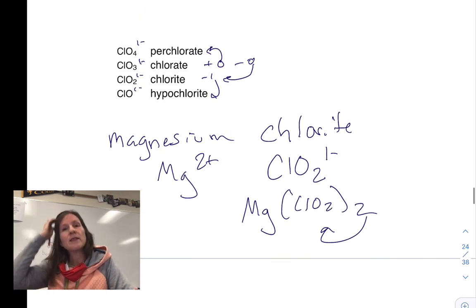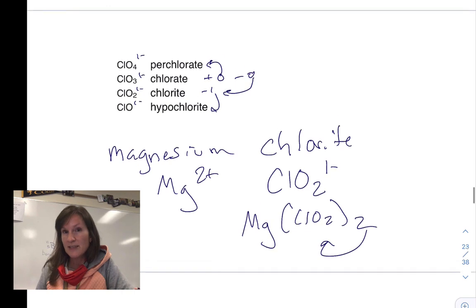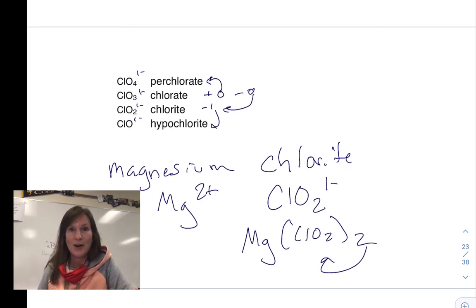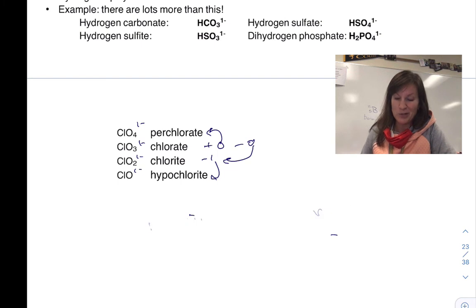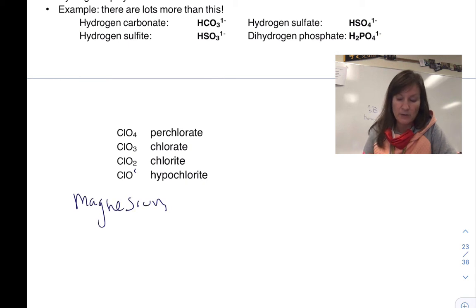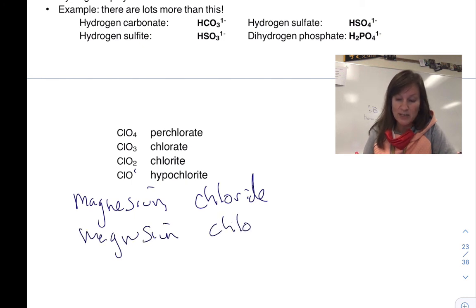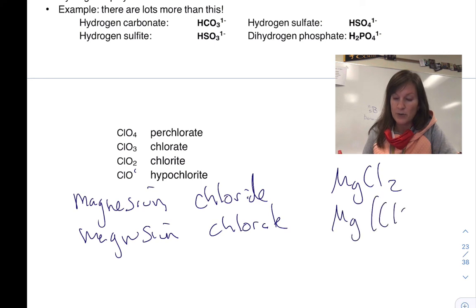It's complicated only in that I have more potential ions, but it's really not hard. The tricky thing comes in when all of these names end up looking a lot alike. Okay? So I could ask you about magnesium chloride, which would be one formula. I could ask you about magnesium chlorate, which would be a different formula. So magnesium chloride is MgCl2, magnesium chlorate is MgClO3.